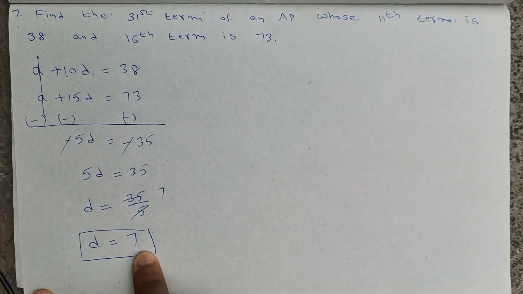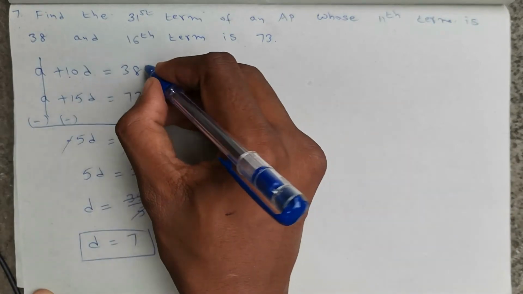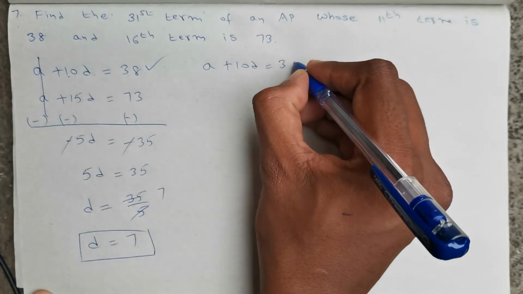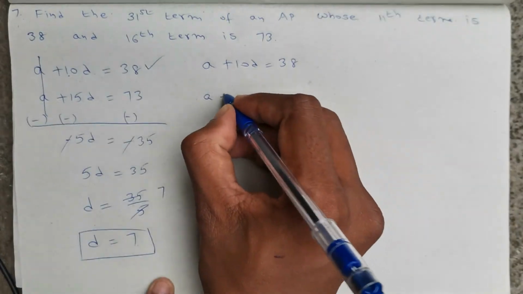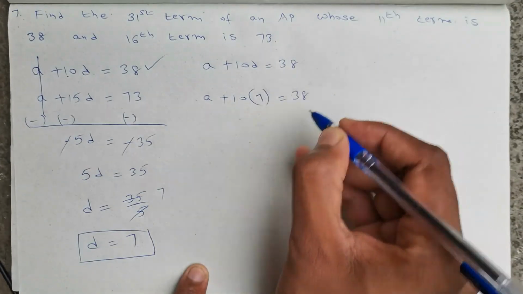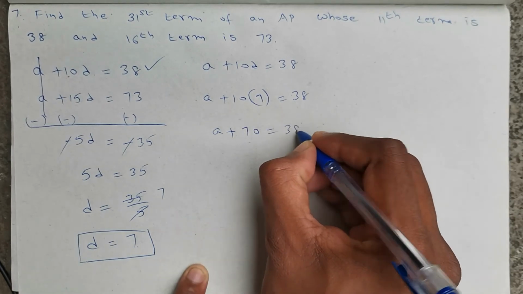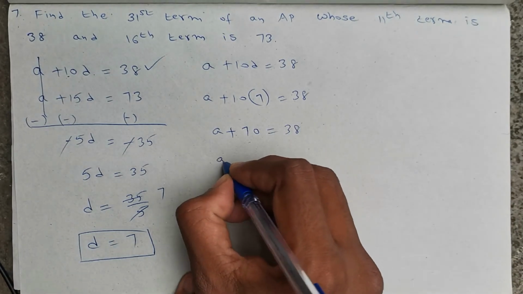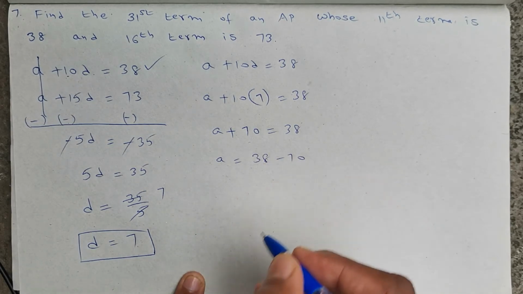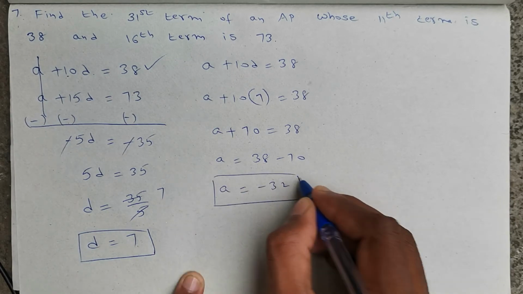Now this d value we can substitute either in the first equation or second equation, so that we will get the a value. I am taking the first equation. a plus 10d is equals to 38. Here a plus 10 of d value 7 is equals to 38. a plus 10 sevens are 70 is equals to 38. So a is equals to, plus 70 I am taking to the right side, 38 minus 70. So a is equals to minus 32.